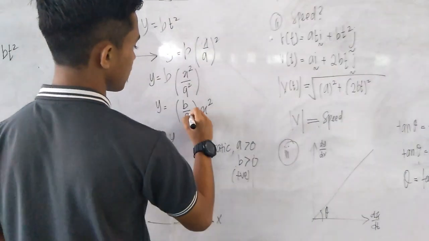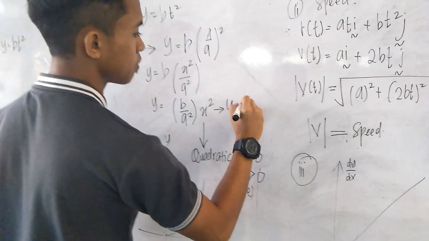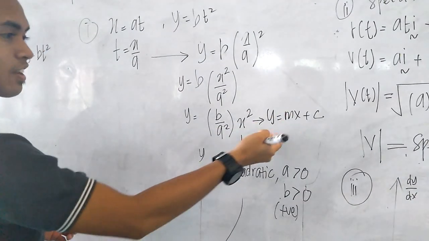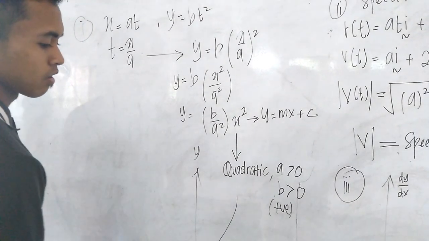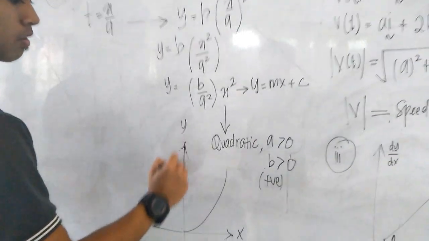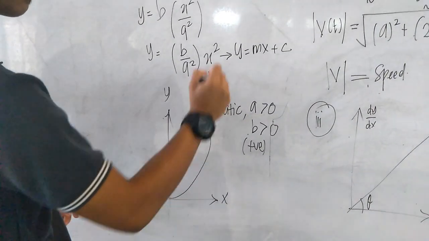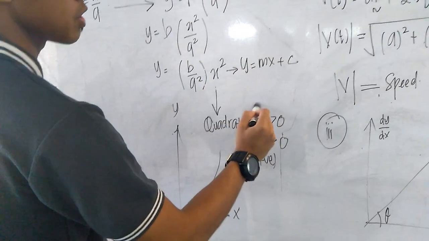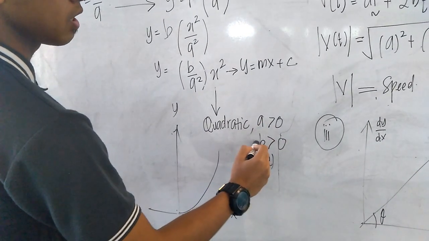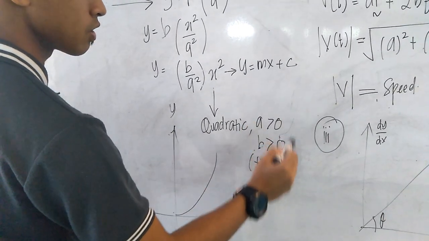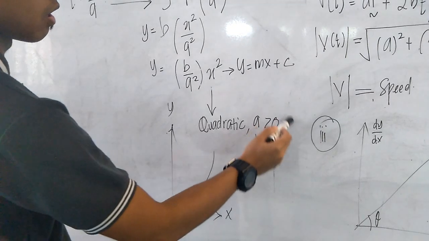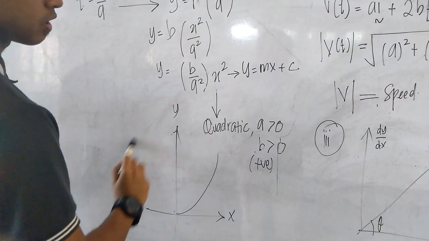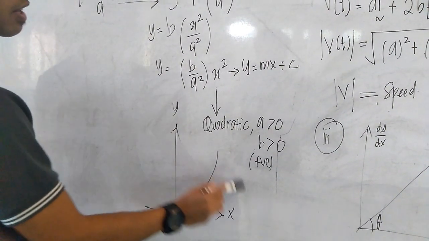This is y equal to mx plus c, the equation. So the graph we got is like this, because this is the quadratic, and where a is more than 0 and b is more than 0, which means both are positive. So we just take the positive part of the graph.